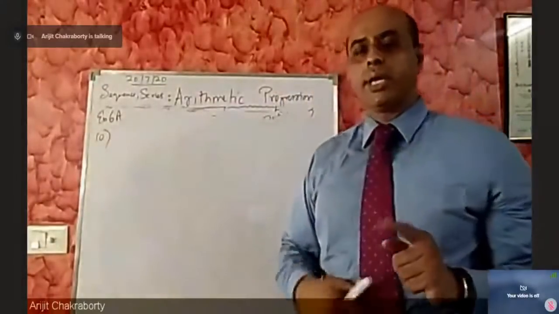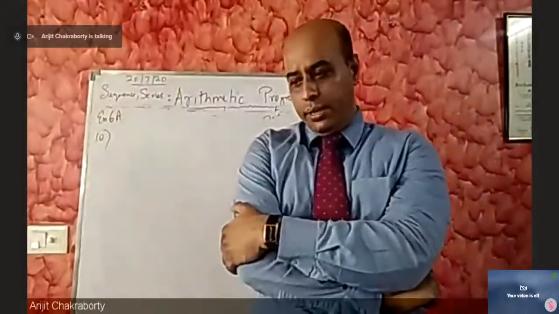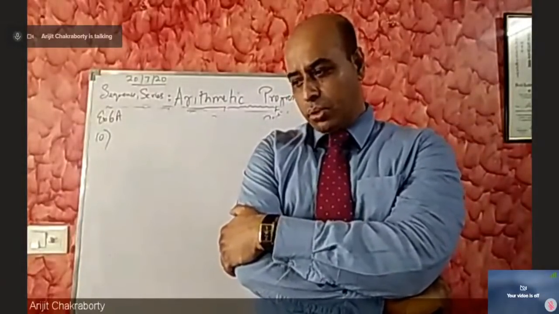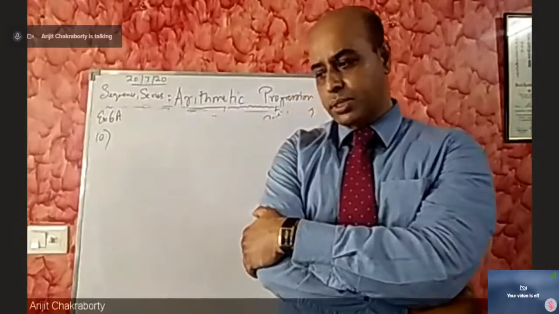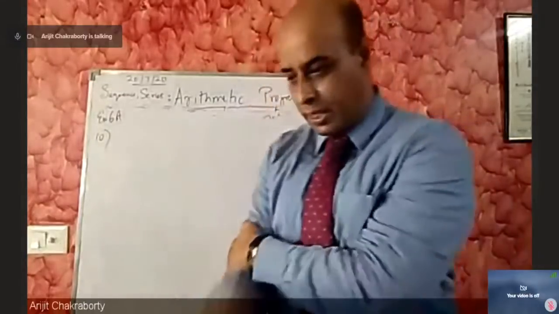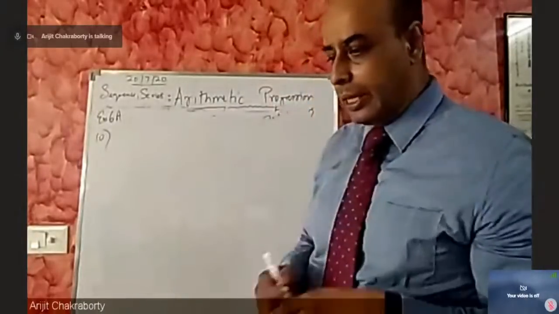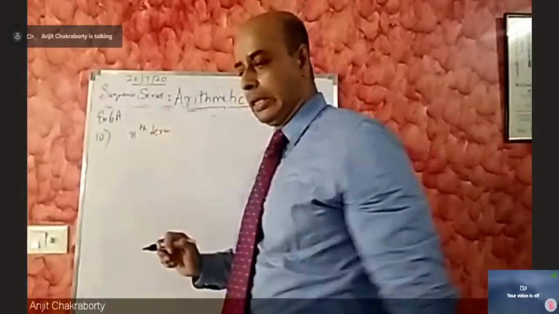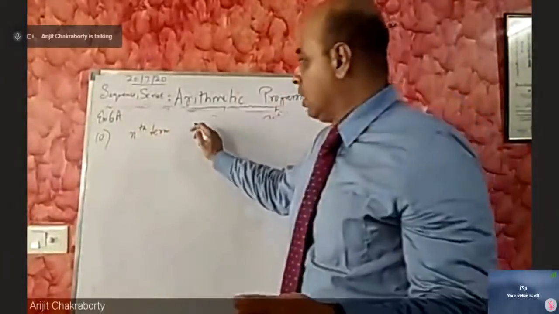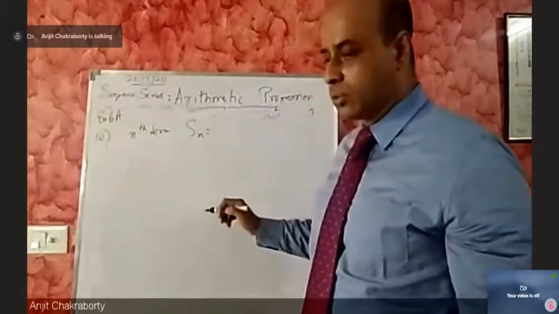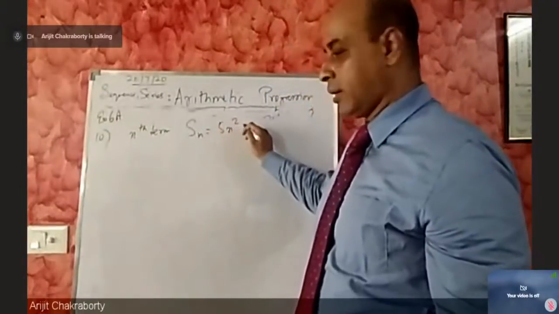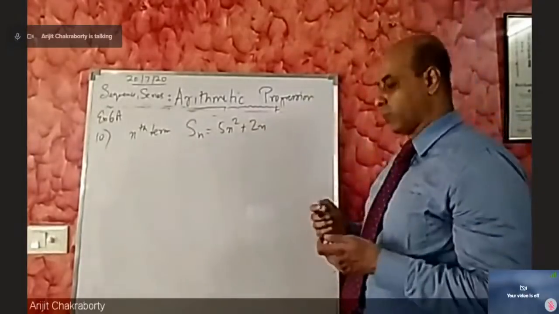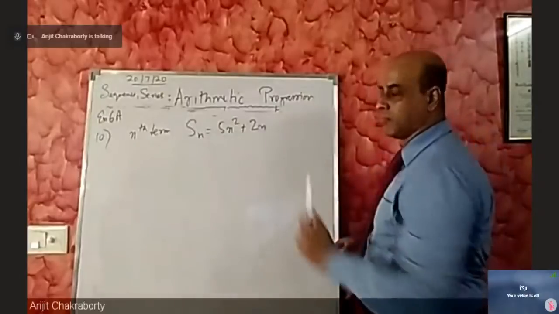Now please see the question. Exercise 6a number 10. The nth term of the series whose sum to n terms is 5n square plus 2n. We have to find out the nth term of the series whose sum is equal to 5n square plus 2n. So this is the sum.